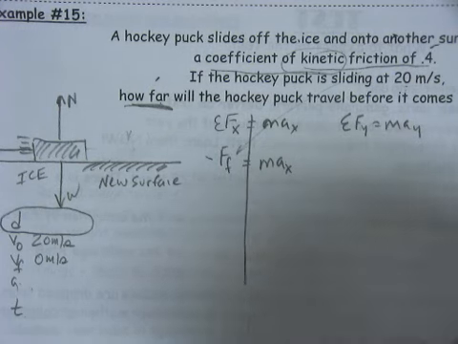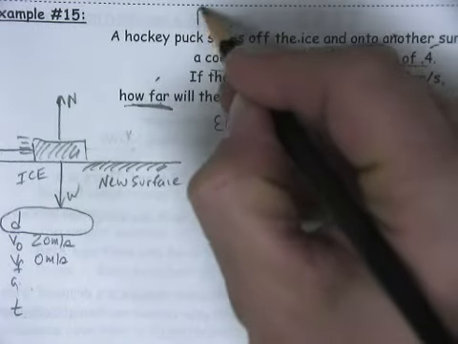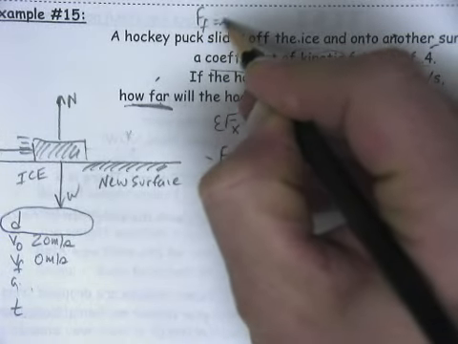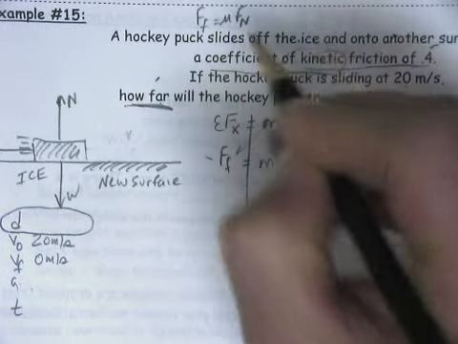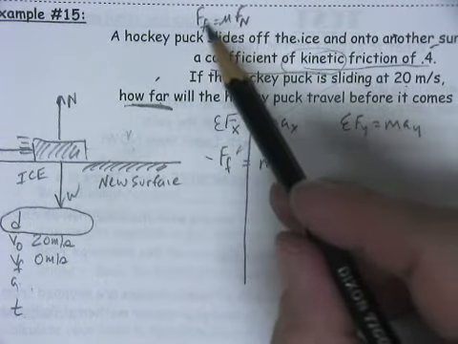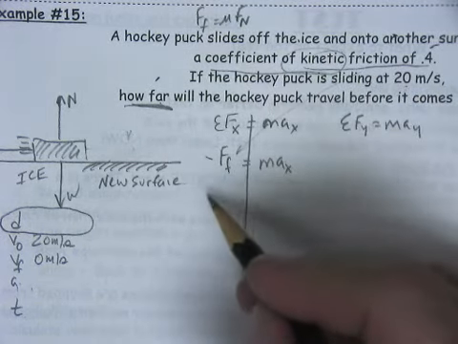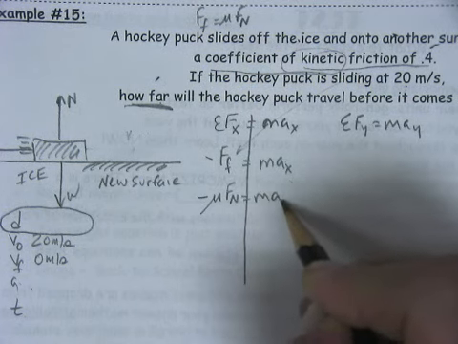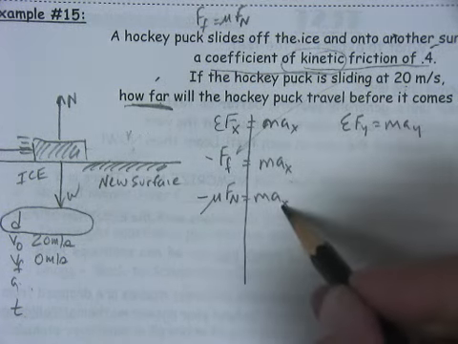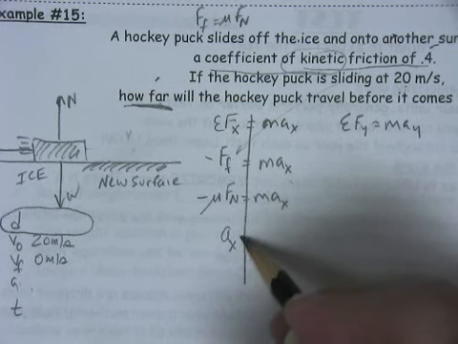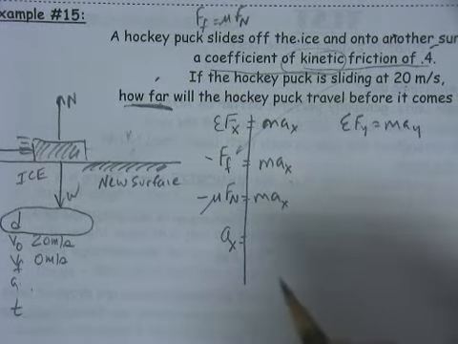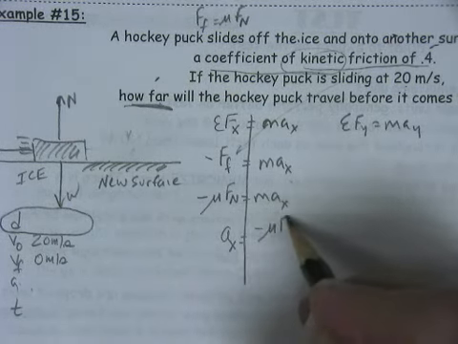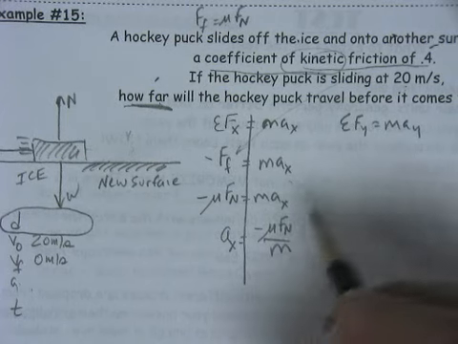So then I have to recall a couple equations, and this is an equation that you're going to have to start recalling pretty quickly. You need to remember that force of friction is mu Fn. So I'm going to make that substitution. So I get mu Fn is equal to max. I'm going to solve for ax because that's what I want. So ax is equal to negative mu Fn over m.